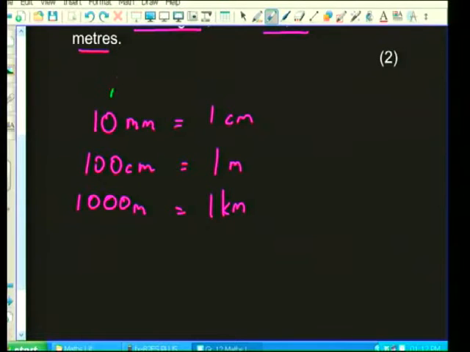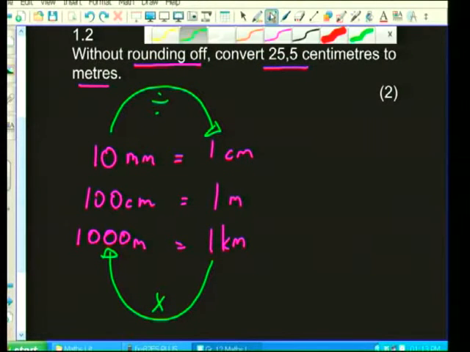Now I go, well, if I'm going from a big number to a small number, like from 10 to 1, the only way I can do that is if I divide. And if I'm going from a small number to a big number, I need to multiply. Right, now let's look at our question.